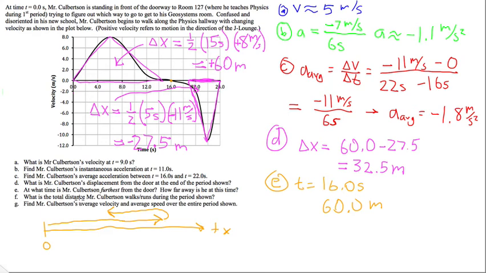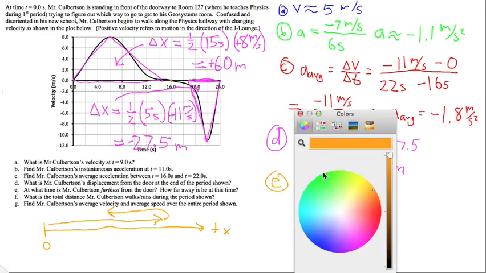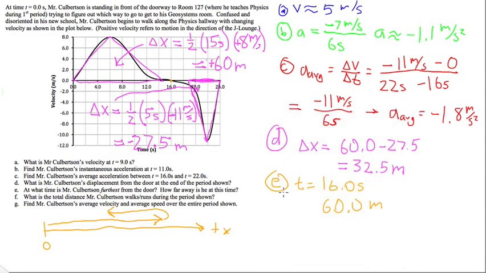F, what's the total distance he walks or runs during this period? Well, he goes the 60 this way, and then he turns around and goes back 25. And that's his only change in direction. So you just add these two distances up, add the absolute values, and you get the answer. So let's go back to green. For F, the total distance is 60 meters plus 27.5 meters, so he goes a total of 87.5 meters. Again, these are approximate. If you get slightly different numbers, that's fine, as long as you're doing it correctly.